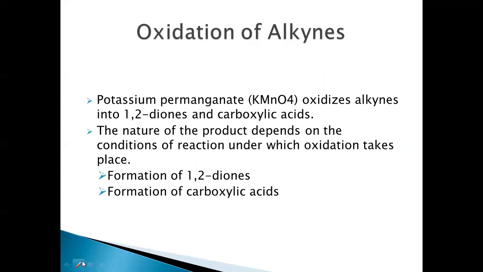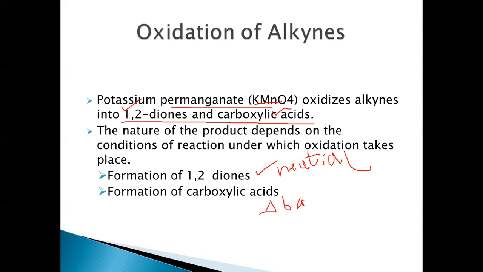Now look at this oxidation of alkynes here. The oxidation of alkynes happens in the same way as it does in the case of alkenes here. So here the potassium permanganate is used as the oxidizing agent, which oxidizes the alkynes into 1,2-diones and carboxylic acids. The nature of the product which is formed, whether it is diones or carboxylic acids, depends upon the reagent or the conditions we are using here, mainly the conditions. Here the potassium permanganate is used for the formation of these 1,2-diones in neutral conditions. That is, the KMnO4 is added in neutral conditions, and this one is in basic or hot conditions here.